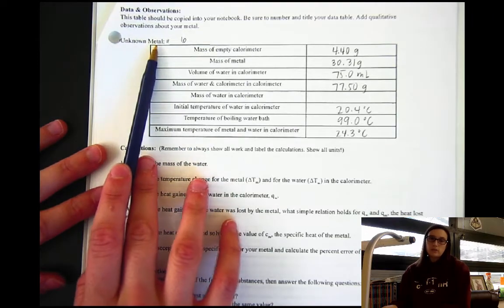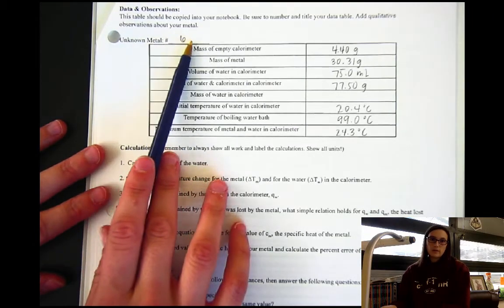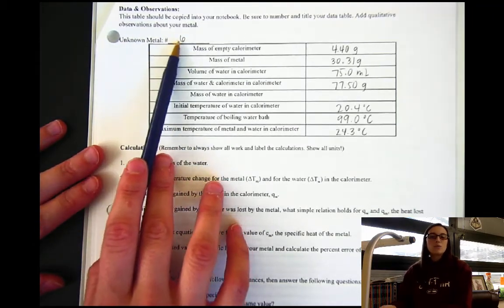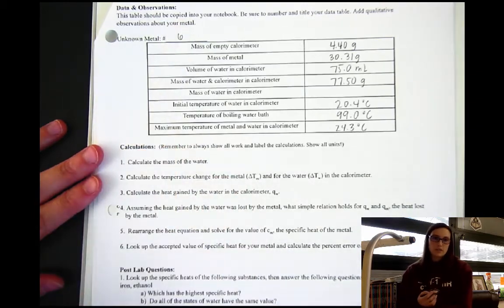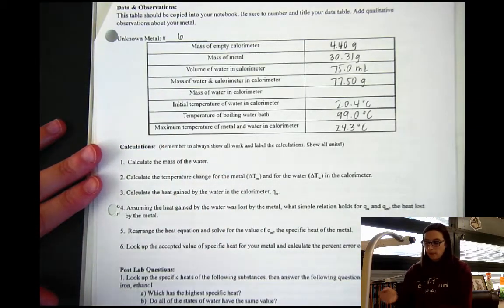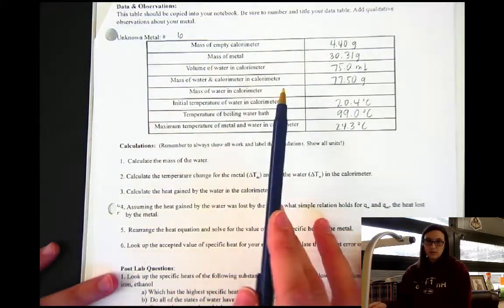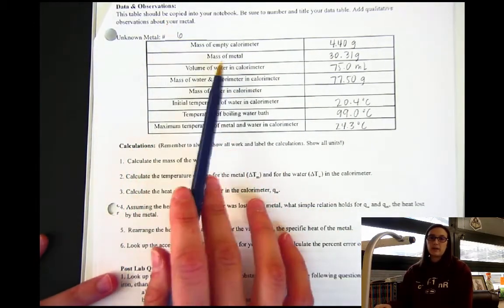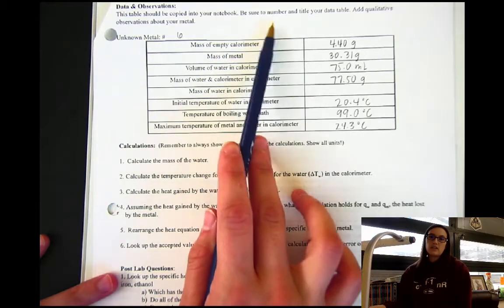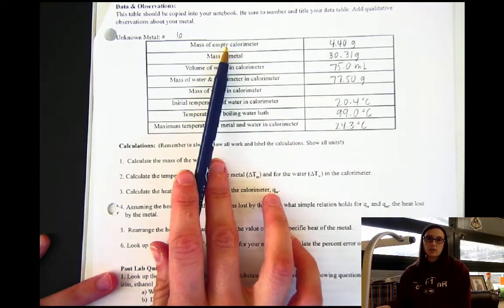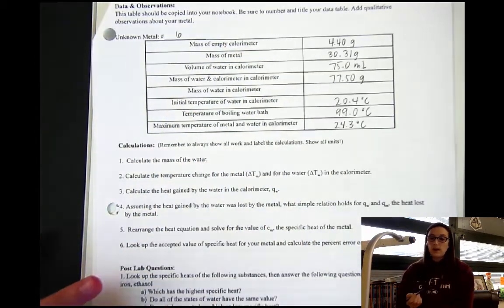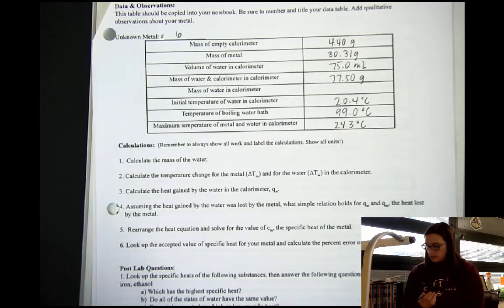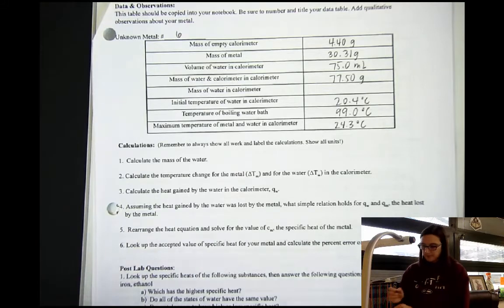You want to make sure to include the unknown metal number, so whatever your sample number was, as well as some qualitative observations. What did the metal look like? And then you will include the data table. The data table is part of the data and observations section, but every data table needs to have a number and a title. So for example, this might be data table 1, masses and temperatures. You could title it whatever.